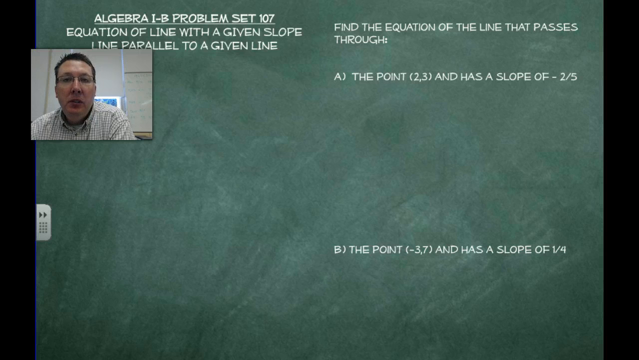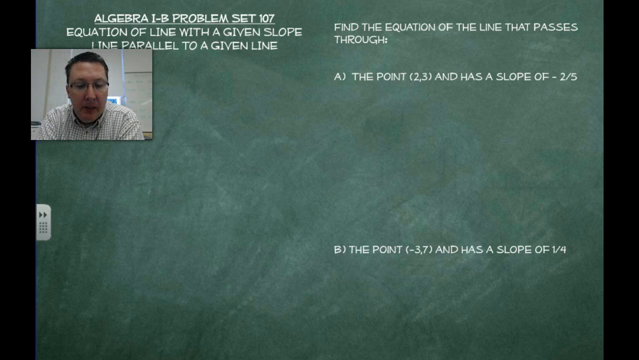We're looking at two topics very closely related. We're dealing with equations of a line with a given slope and equation of a line parallel to a given line. We're going to start with looking at the equation of a line that passes through a certain point with a given slope. Now, the thing you need to remember, these equations that we're going to write are going to be in the form y equals mx plus b.